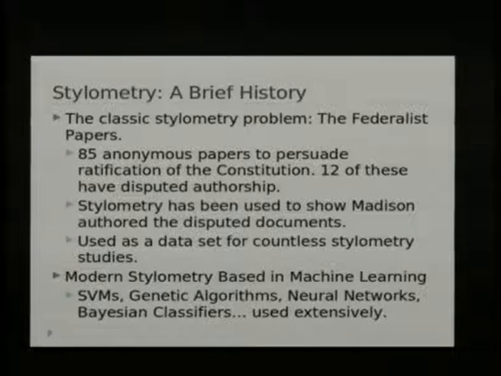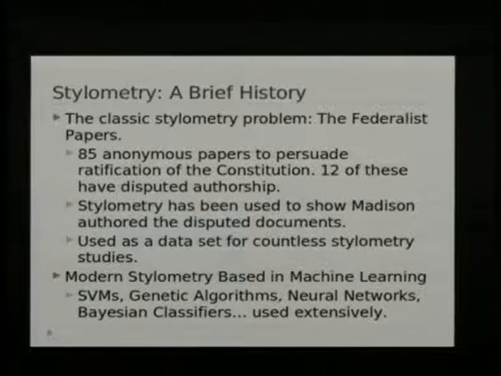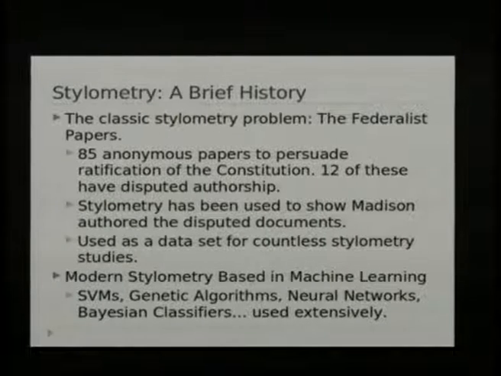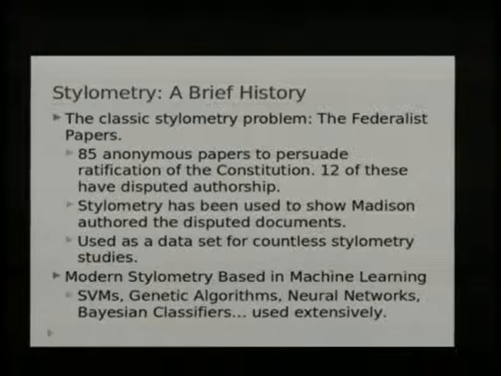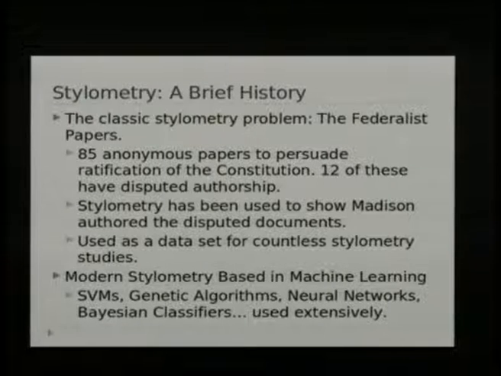So a brief history on stylometry. The classic stylometry problem is the Federalist Papers, which were a number of anonymous papers published in the late 1700s trying to convince the people of New York to ratify the United States Constitution. Now, they were all published anonymously, but through historical means and facts, we know the authors of all but about 12 of them. These remaining 12 had a disputed authorship for a very long time.